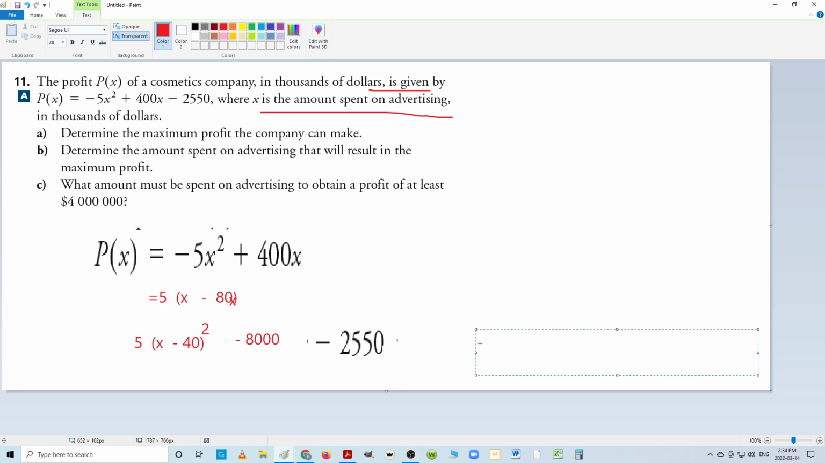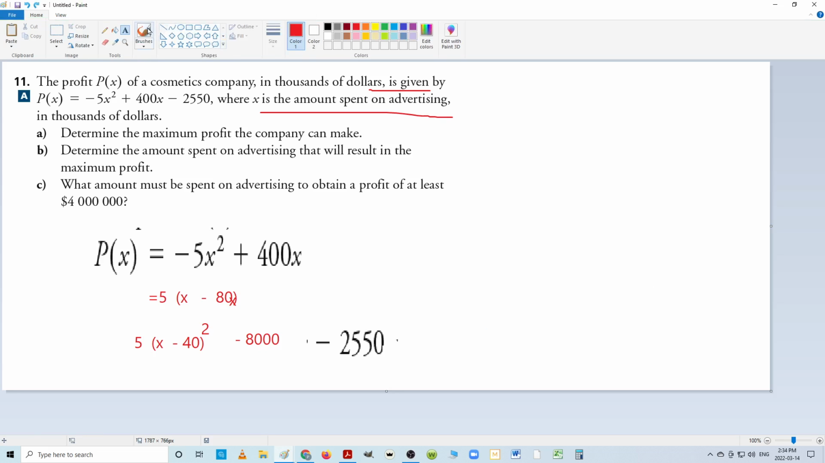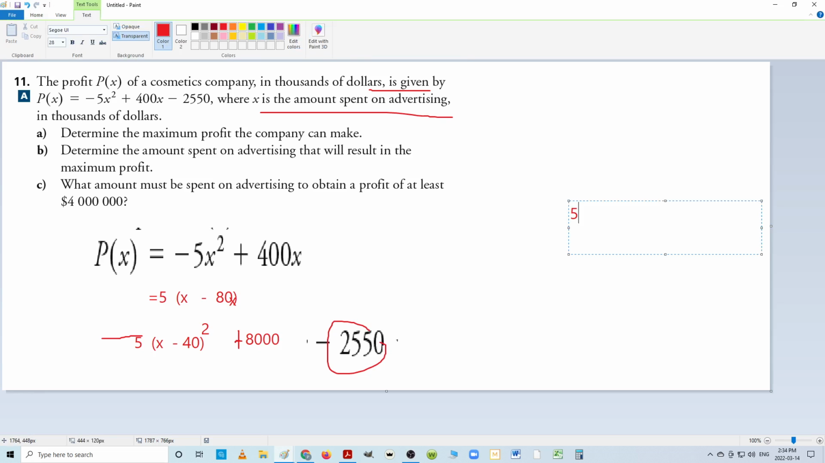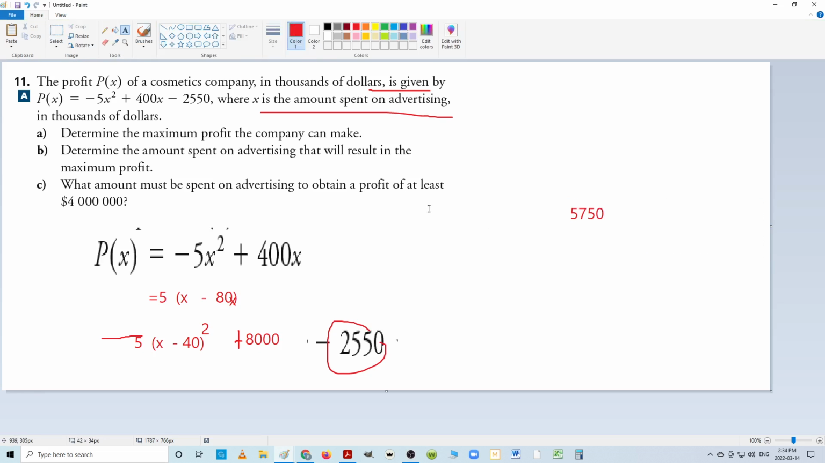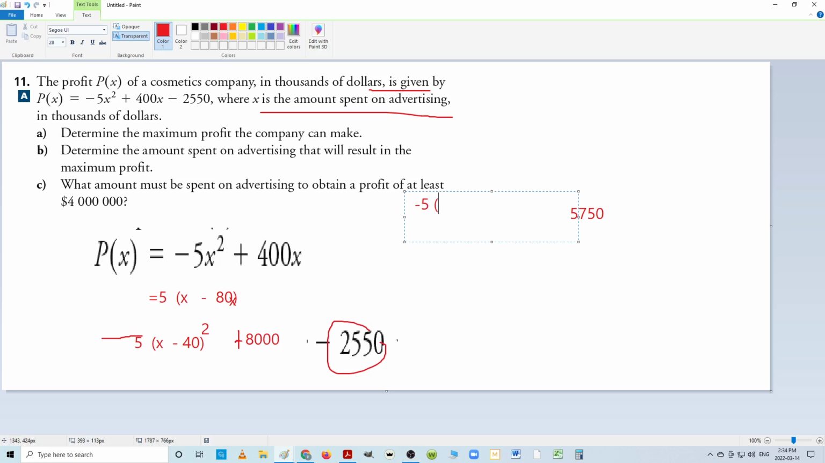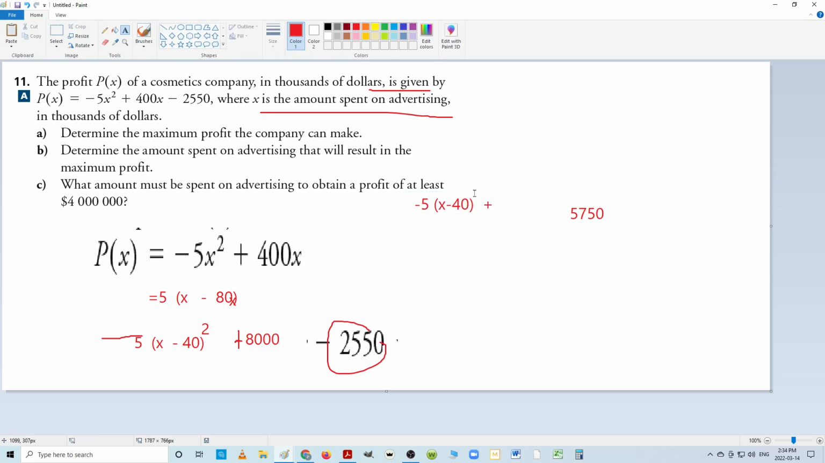Now I got to be careful here. Here's what I did wrong. This is a negative 5, so what comes out here is a plus 8,000. When I subtract that from it, I get 5,750. So my full thing ends up being minus 5, despite my butchering of it, 40 squared, plus the 5750.